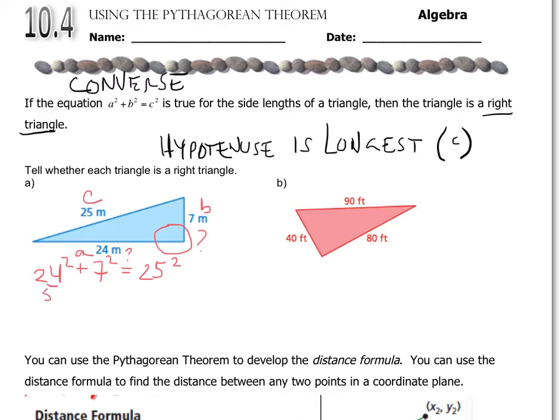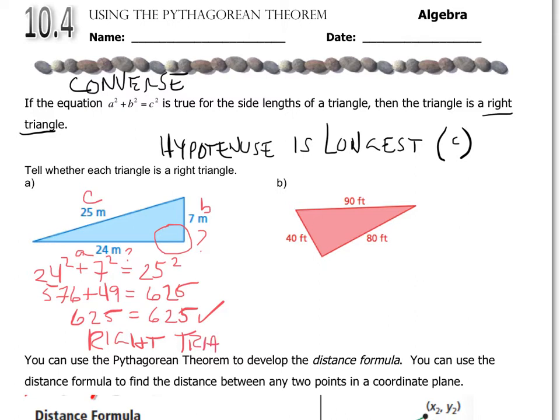I run through it: 24 squared is 576, 7 squared is 49, 25 squared is 625. Well, as this one turns out, 625 is what the left side equals, which tells me that this definitely is a right triangle because the Pythagorean theorem does work with those side lengths, which also then tells me that the angle in the corner that we were first questioning about is definitely a 90-degree right angle.